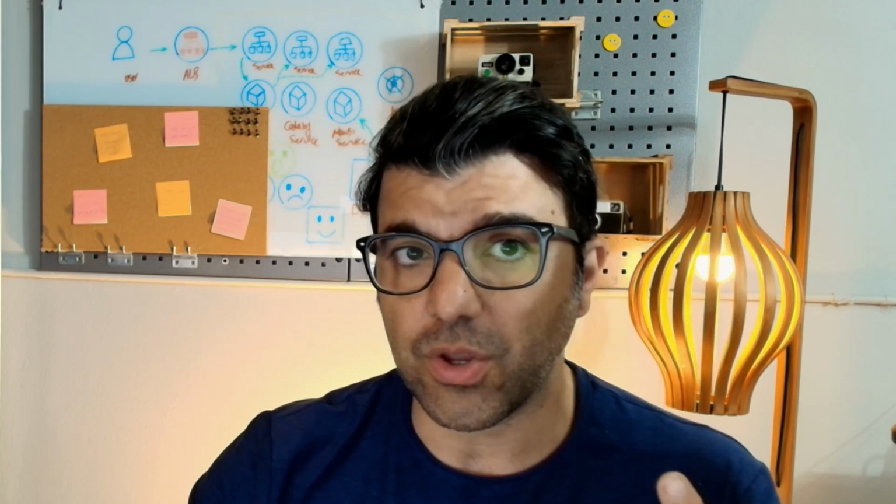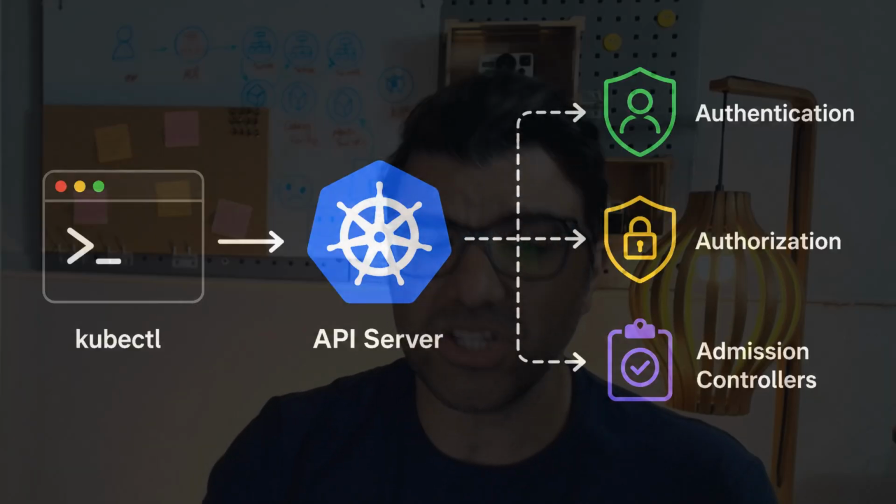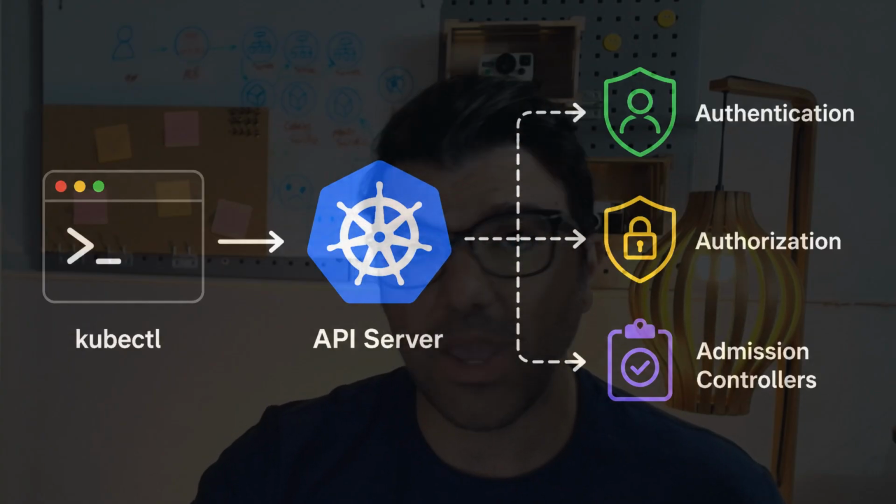What is step 2? Before Kubernetes accepts anything, it asks 3 simple questions. Question number 1, who are you? Number 2, are you allowed to do this? And number 3, should I modify or reject this request? These 3 questions are key. Why? Because these are authentication, authorization, and admission controllers. Very simple, don't go deeper. Now move on to step 3.